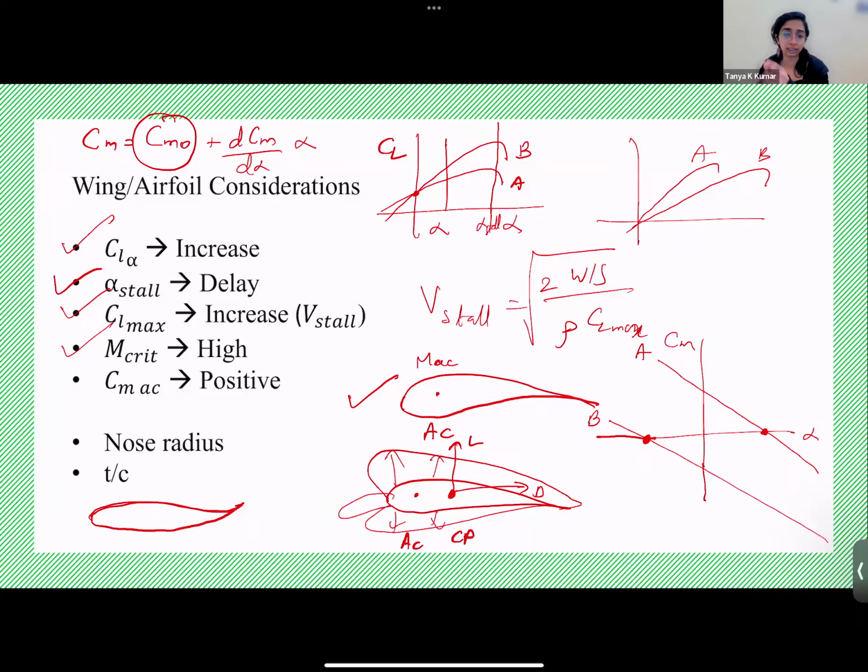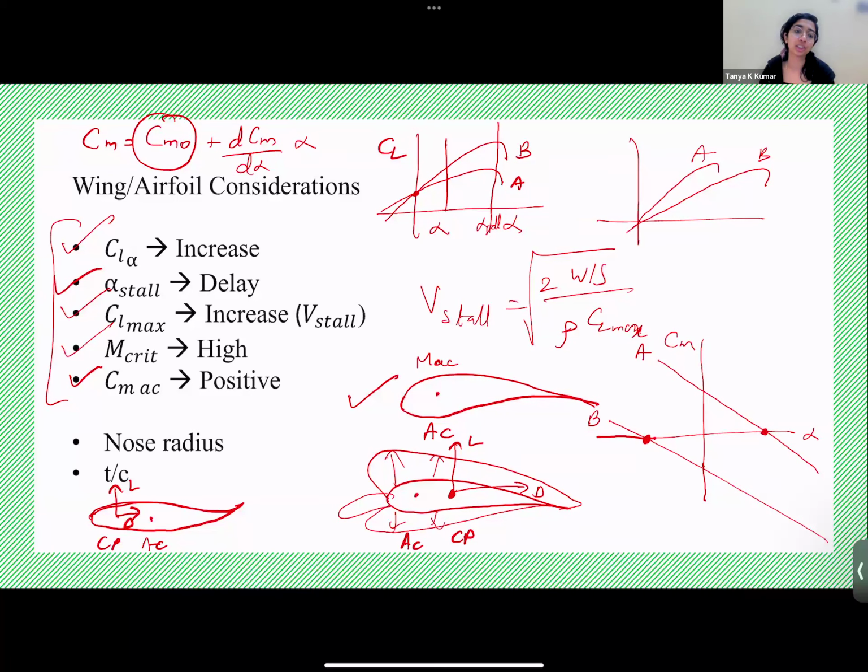So what happens is that your CP moves closer or in fact ahead of AC. If your CP becomes here, so lift and drag. Now when you transfer this lift and drag to your AC, it comes with a pitch up or a positive CM value, right? So that is how you make your CMAC positive. So now these were the aerodynamic criteria that we should be using while selecting the airfoil.